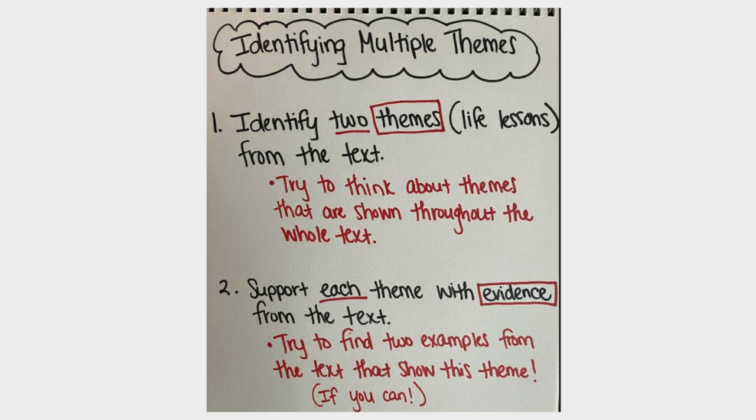And then secondly, you want to make sure that you can support each theme with evidence from the text. We've talked about this all year, but the more evidence that you can find to support something, the stronger it is. So I'm saying try to find two pieces of evidence from the text to show each theme if you can. But if you can't, that's okay too. You at least need to find one piece of evidence to support each theme.